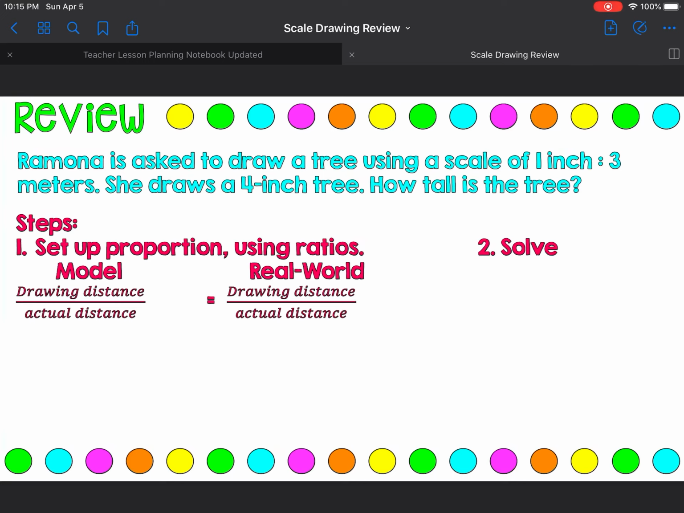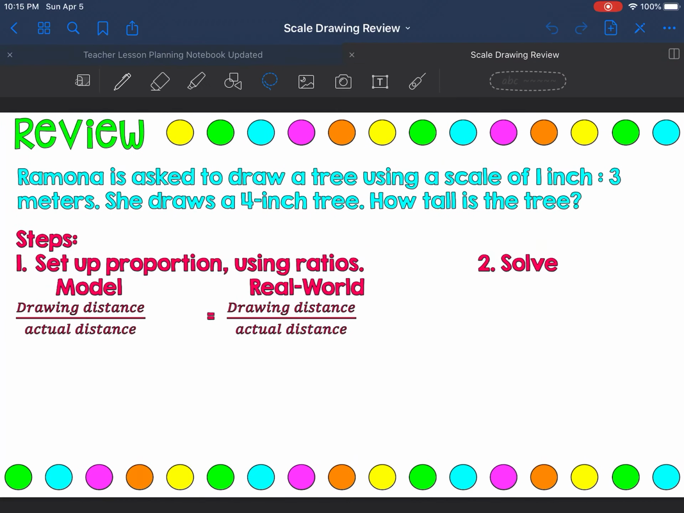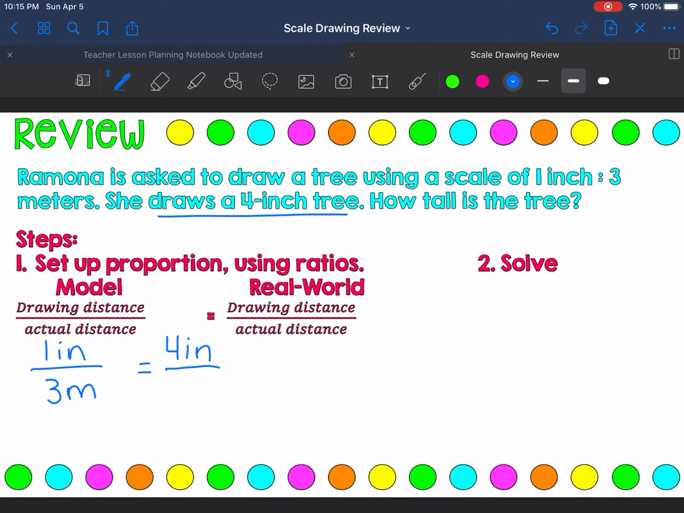So the first thing that we need to do is set up our proportions using our ratios. We have our model ratio, which is drawing distance, 1 inch, and actual distance, which is 3 meters. So 1 inch over 3 meters, that's our model ratio. And our real world ratio is our drawing distance, which it says right here, she draws a 4-inch tree. So 4 inches, and it wants to know what our actual distance is. Since we don't know what that is, we're going to use X as our variable, and it's going to be meters.